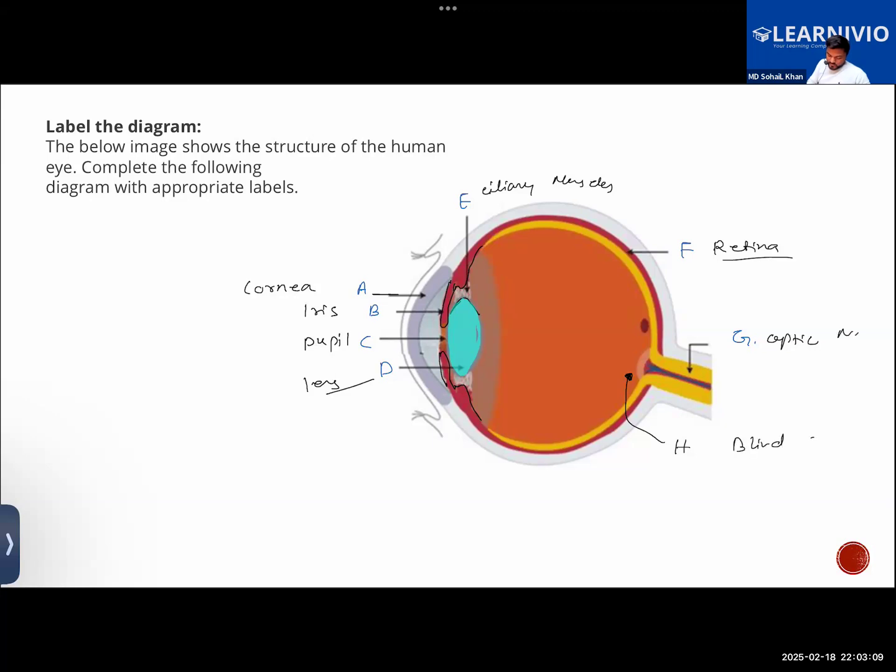Okay, can you tell me this chamber is filled with which liquid? Aqueous humor. No, it's vitreous humor. Okay. So then where is the aqueous humor present? It's present in between the cornea and the eye lens. Okay, that is filled with aqueous humor.